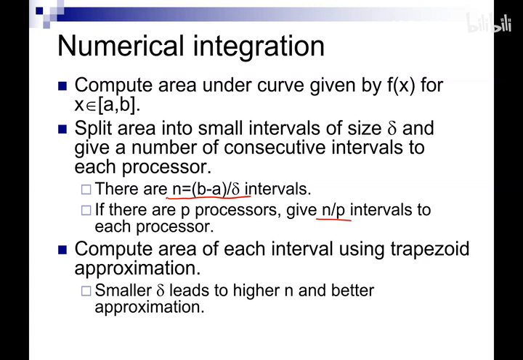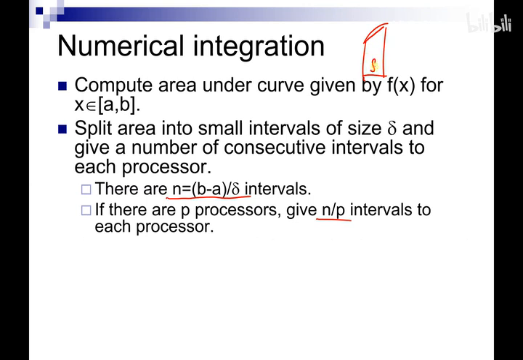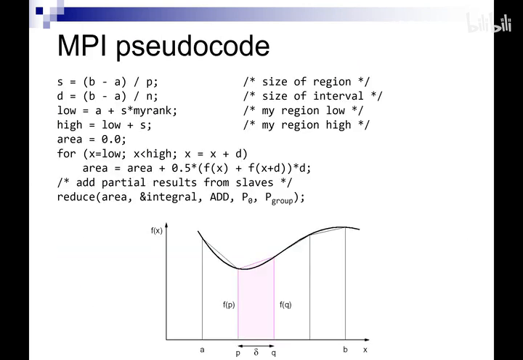The trapezoid approximation is that if you want to know this area, you approximate it by a four-sided trapezoid. And then the width of these trapezoids is going to be delta, so that as you make delta smaller, you get better approximations. So the algorithm for doing this is just this.